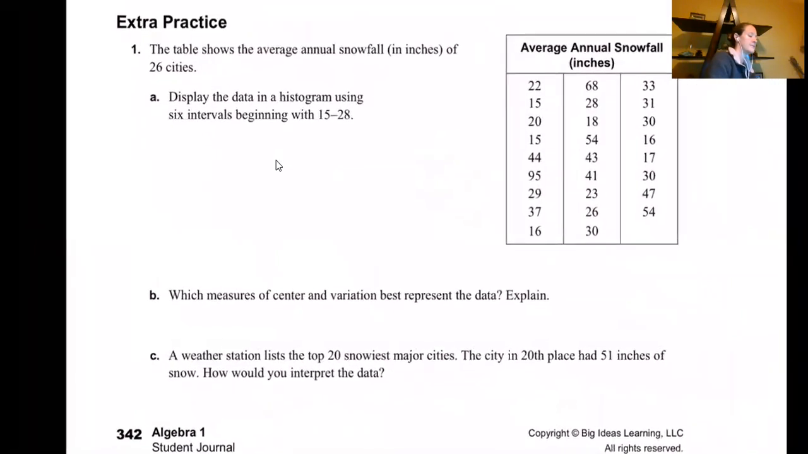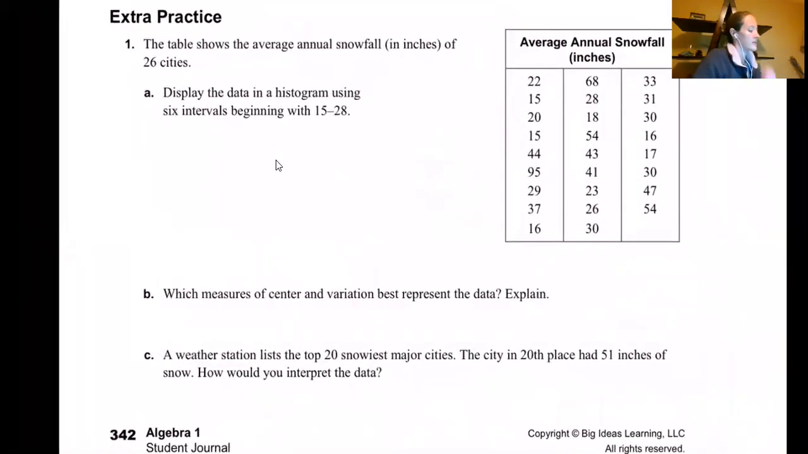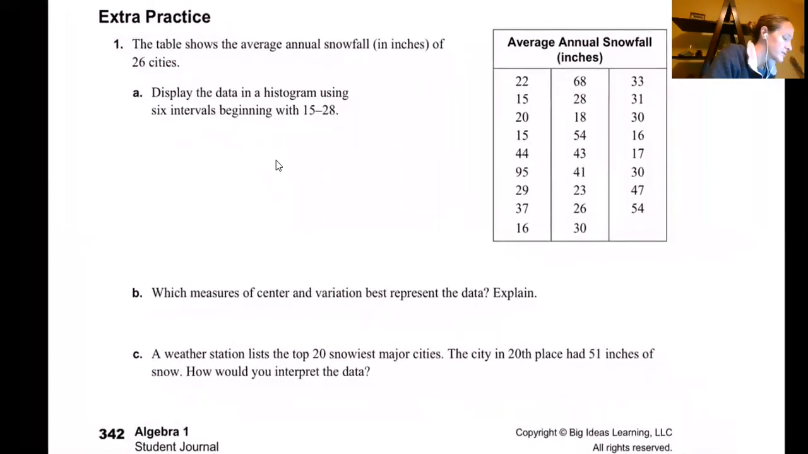Let's get to an example that actually has some data, and that might help us out just a little bit. So here we have a table that shows the average annual snowfall in inches of 26 cities. Now, they actually want us to start off by making a histogram. If you guys notice, they've actually just given us a table and not even a frequency table, in that I just see lots of different numbers and maybe they happen more than once. Let's go ahead and actually follow the directions first, before we go looking at this table and trying to get stuff out of the table, okay?